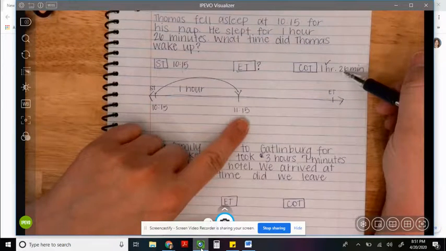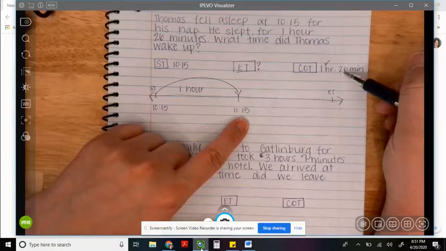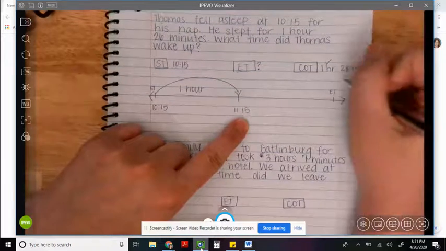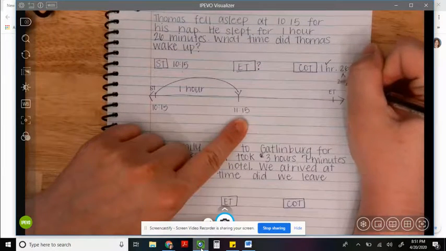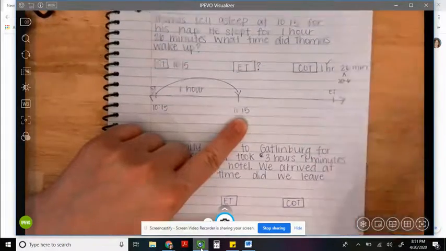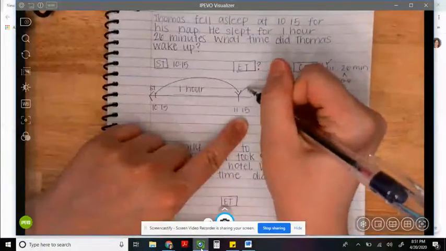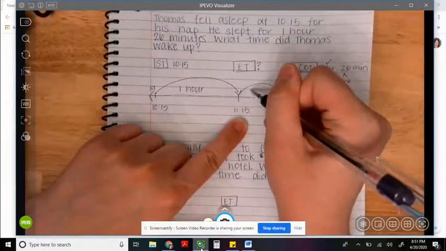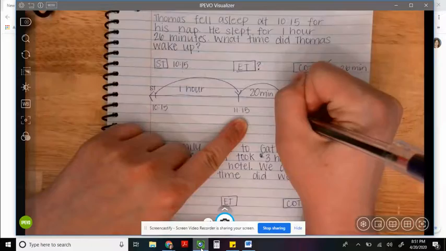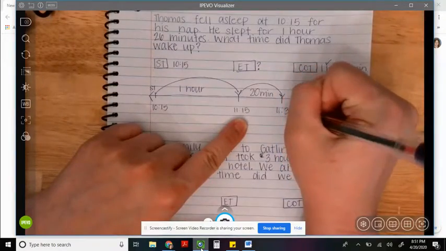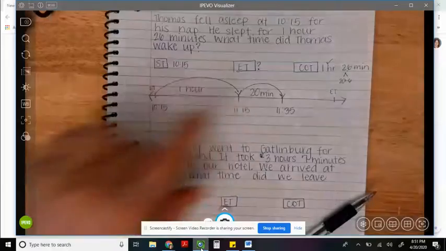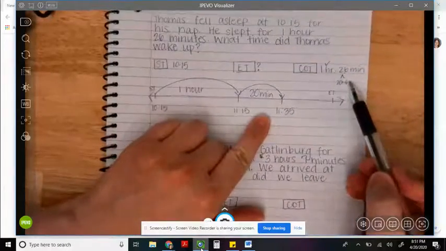Well, maybe you know 15 plus 26 right off the top of your head, but you know what? I don't. But I do know 15 plus 20. So I think if I break this 26 up into 20 and 6, just kind of thinking that in my head, I'm going to go ahead and do 15 plus 20. That's going to be 11:35. Okay, so now I've added an hour and 20 minutes. I need to add another 6 minutes.